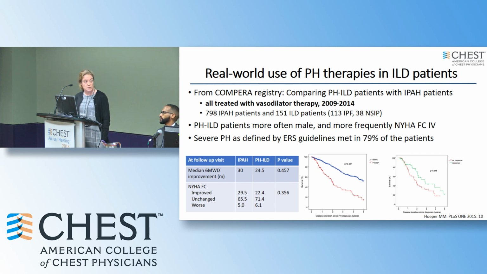What's interesting in that chart is, first off, the PH-ILD patients that entered the trial were much sicker. They were NYHA functional class 4, much sicker than the IPAH patients. Regardless, both groups, IPAH and PH-ILD, had about the same improvement in their 6-minute walk distance at follow-up, as well as change in their NYHA functional class. But you can see from that mortality curve that there's extremely poor survival in the PH-ILD group compared to the IPAH patients.